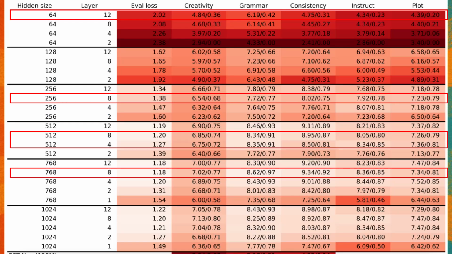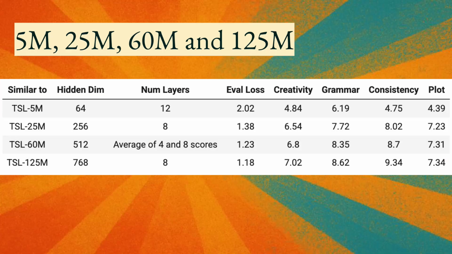So I've highlighted those 4 on this figure 4 and just translated that data into a table. So for my 5 million, 25 million, 60 million, and 125 million models, these are the eval loss targets and LLM Judge targets for creativity, grammar, consistency, and plot.